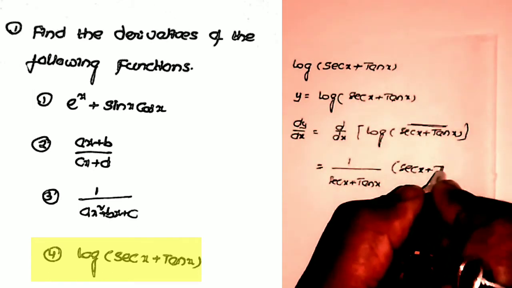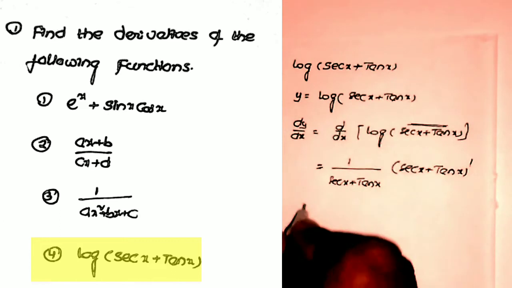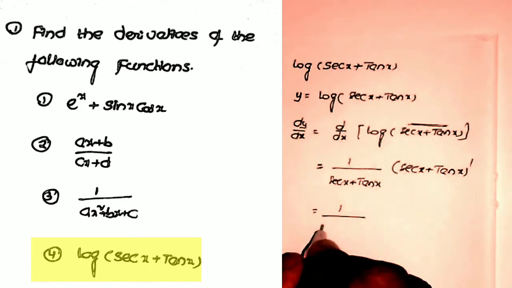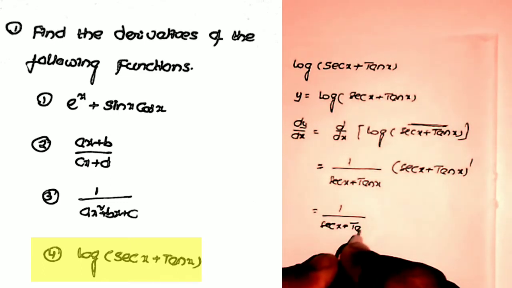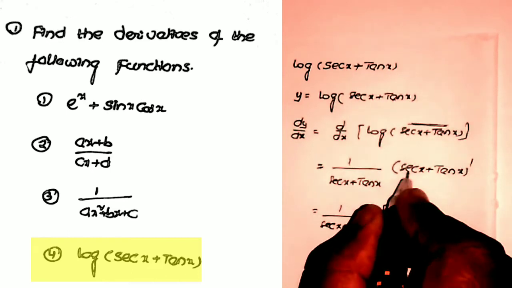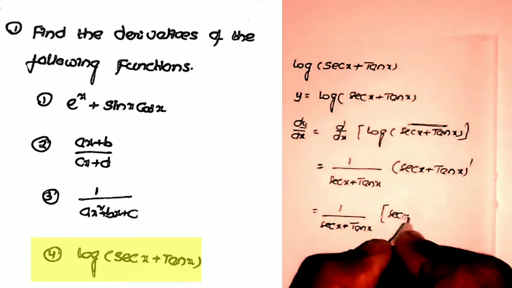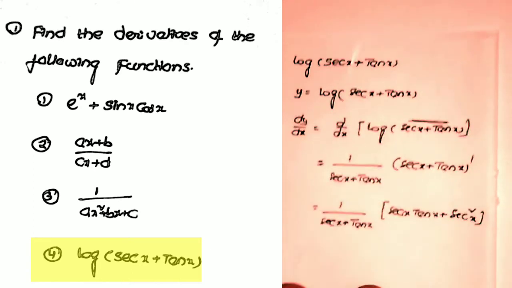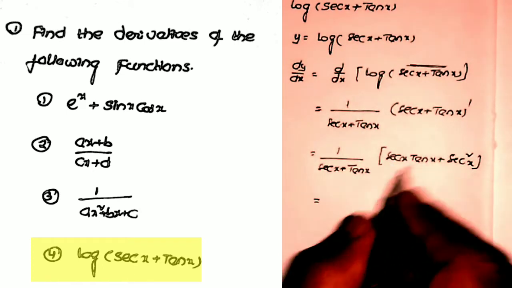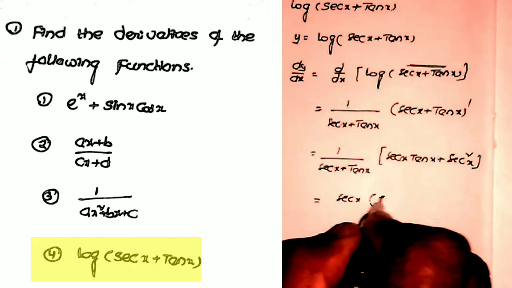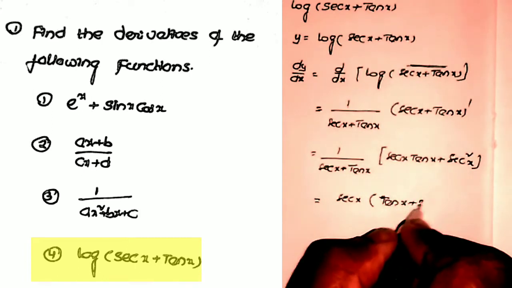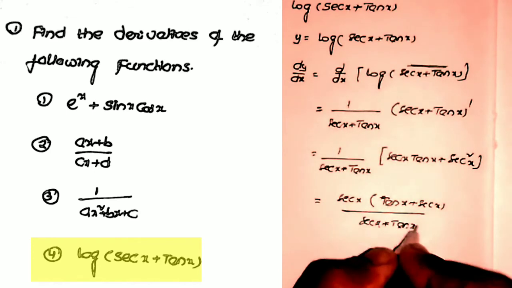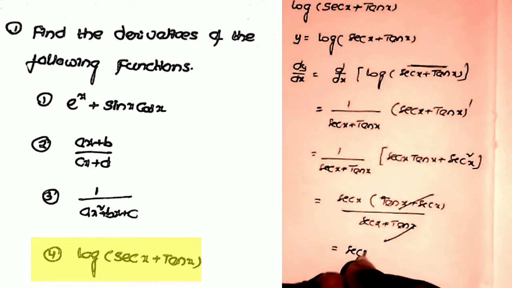Again we take the derivative of that x function, that is (secant x plus tan x) whole dash. Log x, 1 by x. What is x here? Secant x plus tan x. Now taking the derivative: 1 by secant x plus tan x into (secant x)' which is secant x tan x, plus (tan x)' which is secant square x. Now taking secant x common from the numerator, that is secant x into (tan x plus secant x) by secant x plus tan x. Now here the term secant x plus tan x is cancelled, so the answer is only secant x.